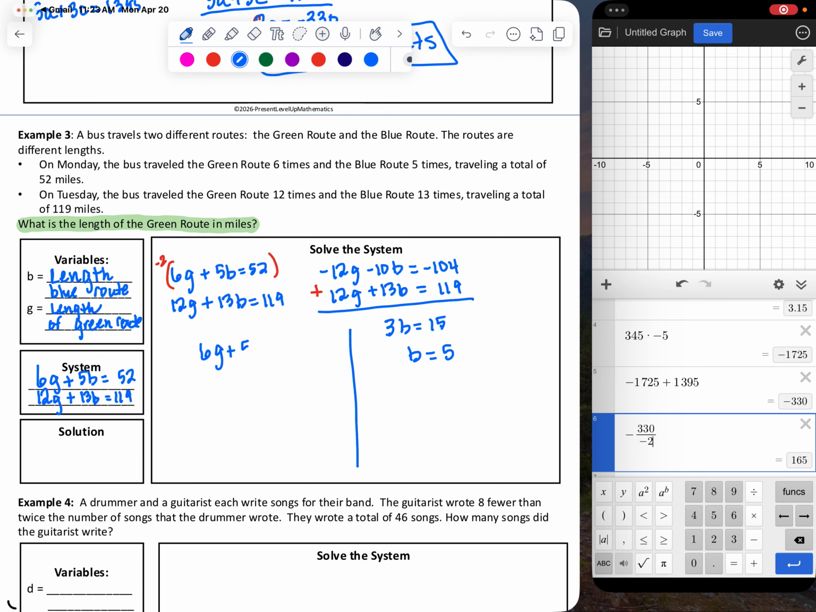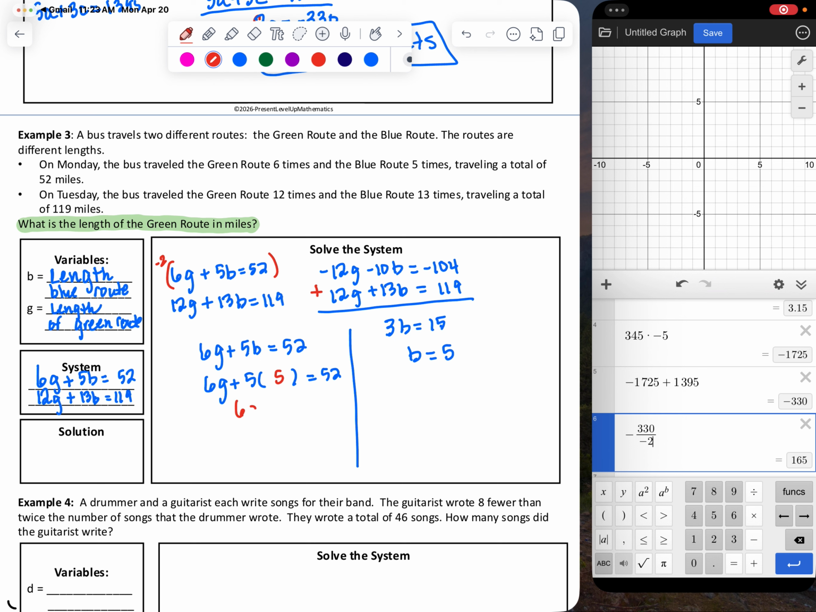6g plus 5b equals 52. And I'm going to replace the b with a 5. So 6g plus 5 parentheses equals 52. Since I know the blue route is 5 miles, I can put a 5 in for the b. Now we're going to solve this for g.